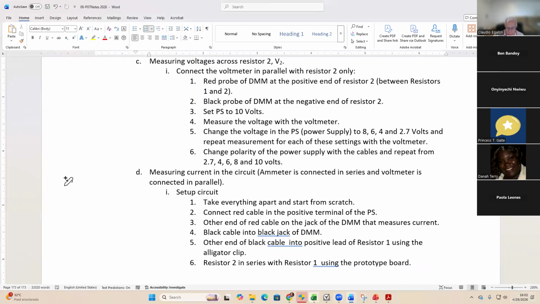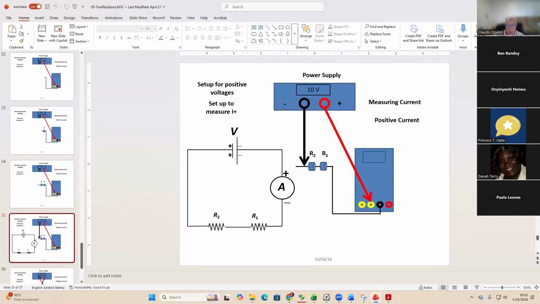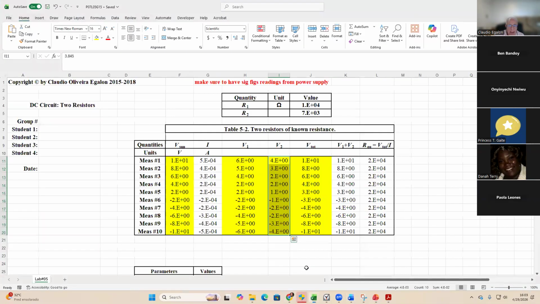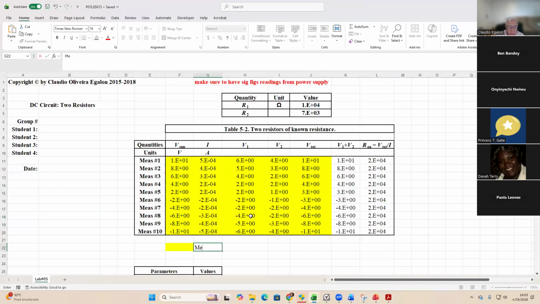12:02 right now. And by connecting in series, here you go, we are connected in series. You change the voltage of the power supply from 10 to 2.8, and then invert the polarity, and you get negative readings. And that's what you have right in here. Positive readings, negative readings, and the same for the voltage. They are all measurements. Let me highlight it here. Measurements.